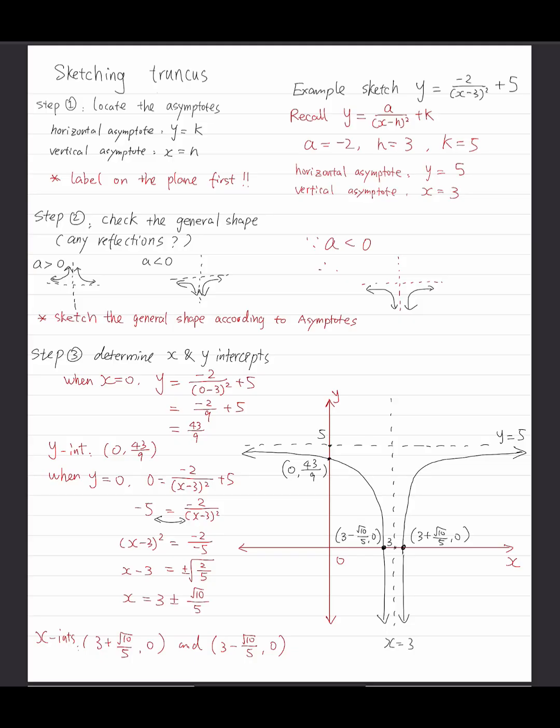Then we move on to step 3, which is to determine the x and y intercepts. Firstly, the y-intercept is exactly the same as in the hyperbola case. You just substitute x equals 0 into the equation, and you work out that y equals 43 over 9. So you have the y-intercept (0, 43 over 9). However, when it comes to finding the x-intercept, when you substitute y equals 0, you notice something happens.